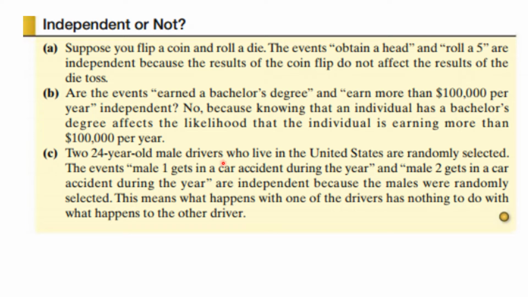Example C. Two 24-year-old drivers who live in the United States are randomly selected. The events male 1 gets in a car accident during the year and male 2 gets in a car accident during the year are independent because the males are randomly selected. This means that what happens with one of the drivers has nothing to do with what happens with the other driver.